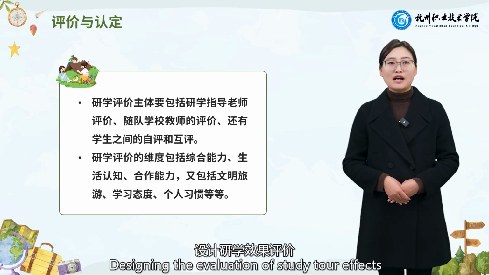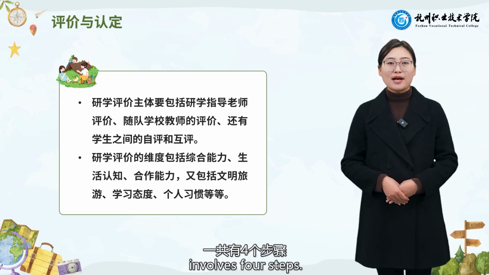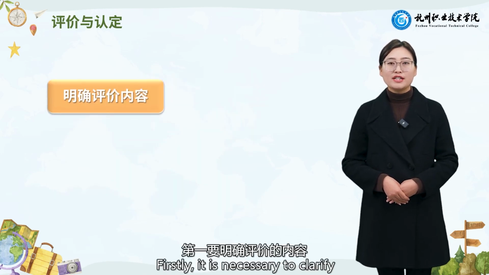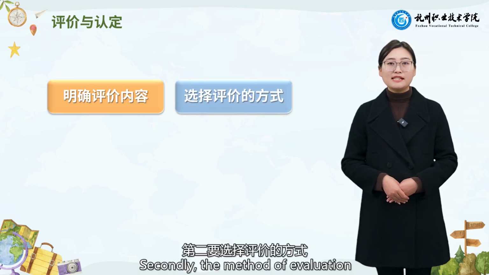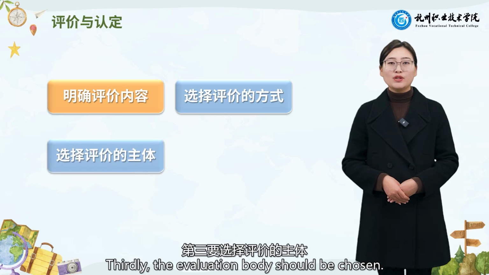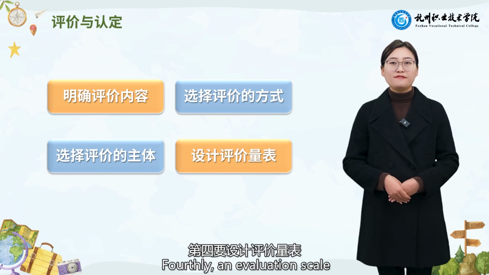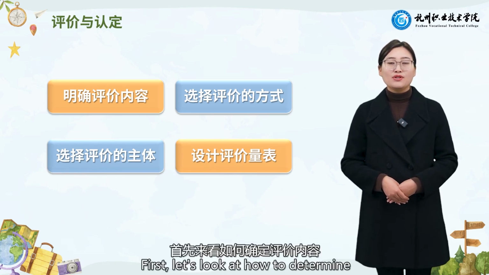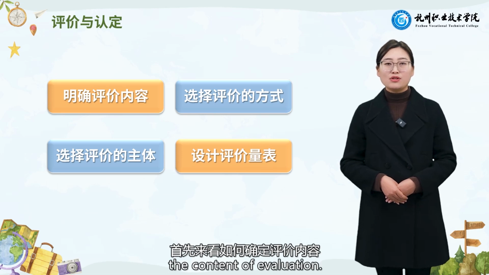Designing the evaluation of study tour effects involves 4 steps. Firstly, it is necessary to clarify the content of evaluation. Secondly, the method of evaluation should be selected. Thirdly, the evaluation body should be chosen. Fourthly, an evaluation scale should be designed. First, let's look at how to determine the content of evaluation.